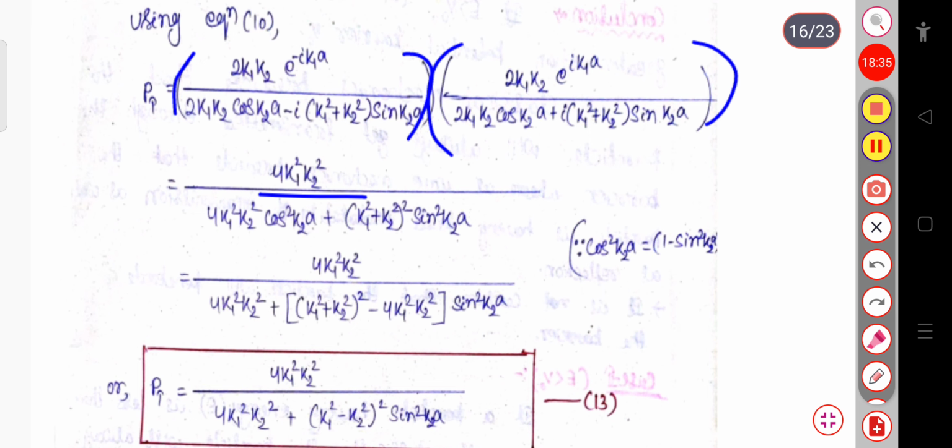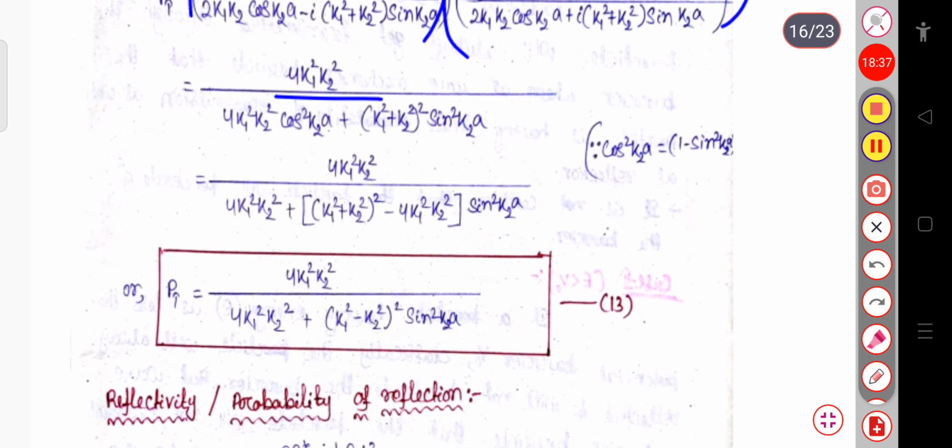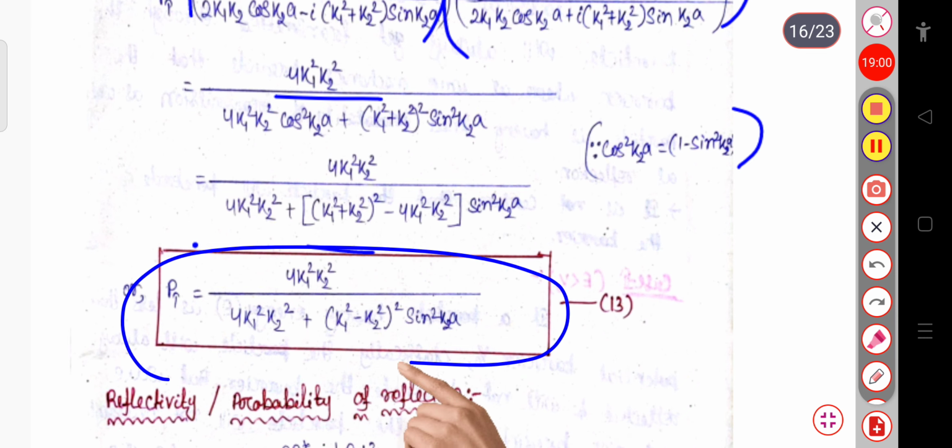And that is equal to, if I put cos square k2a equal to 1 minus sin square k2a, and put this value here, then finally you will get 4k1 square k2 square divided by 4k1 square k2 square plus (k1 square plus k2 square) whole square minus 4k1 square k2 square whole into sin square k2a. So after solving this, finally you will get the expression for the probability of transmission.